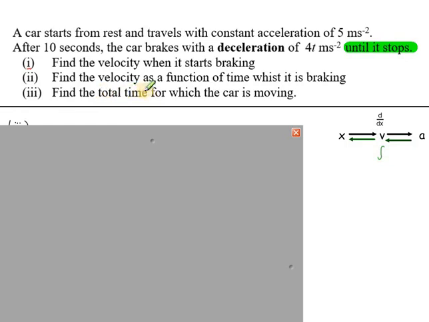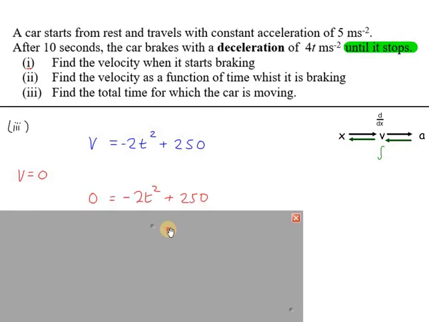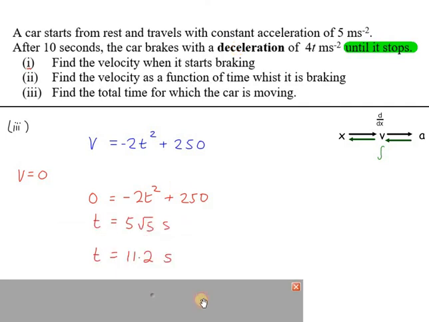The total time for which the car is moving, we have a formula for velocity. So v equals 0 when the car comes to a stop. Solve, 11.2 seconds. The actual velocity time graph, you've not been asked to sketch that, but it looks like this.